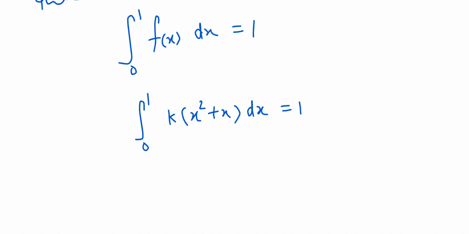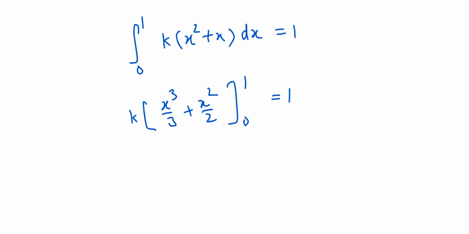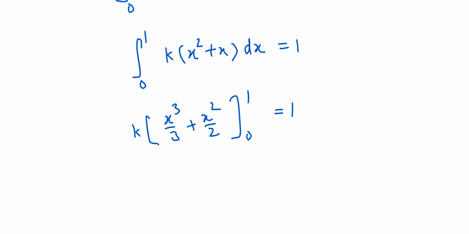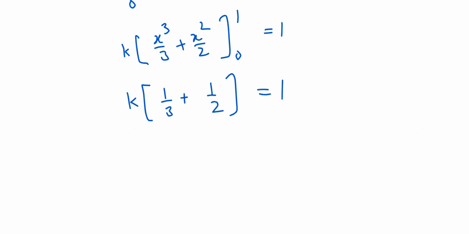So k is constant and we have x cube by 3 plus x square by 2 with limit 0 to 1 is equal to, so k into (1 by 3 plus 1 by 2) is equal to 1. So we have 5 by 6 into k is equal to 1, and k is equal to 6 by 5.